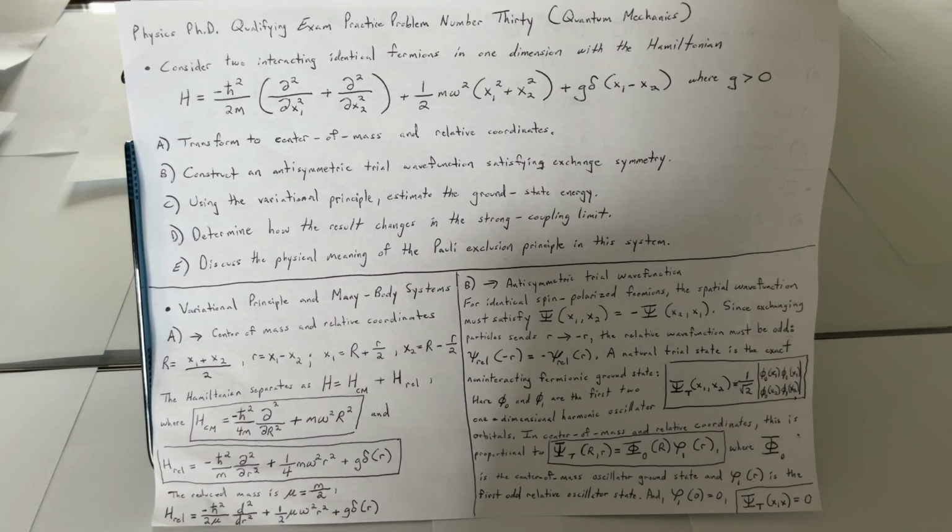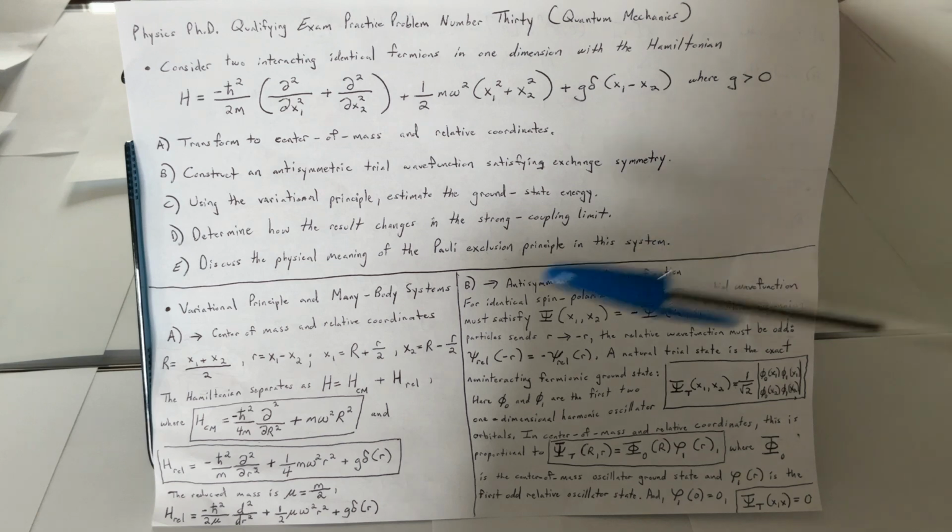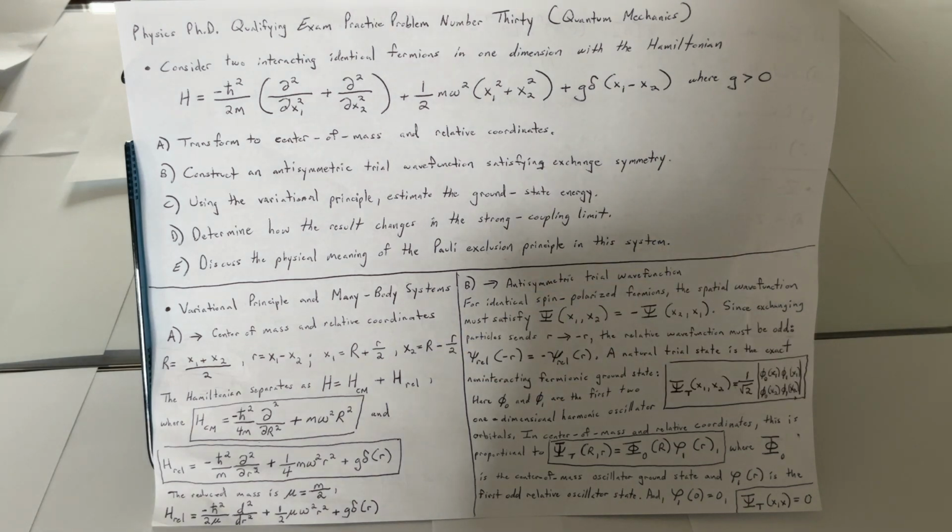So for part A, center of mass and relative coordinates: capital R equals x1 plus x2 over 2, lowercase r equals x1 minus x2. x1 equals capital R plus lowercase r over 2, and x2 equals capital R minus r over 2.